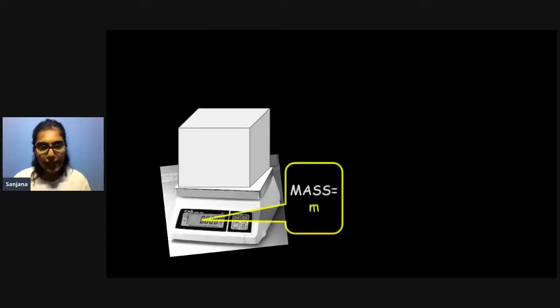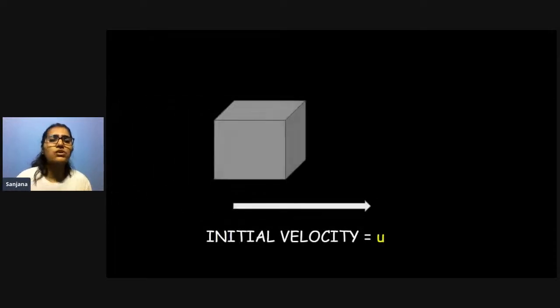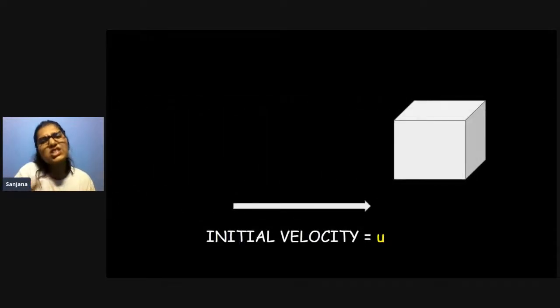Now, for deriving the formula of kinetic energy, we will take a body of mass m. Initially, let's say the body is moving. So obviously, if it is moving, it has some amount of velocity. We have already done this, it's called u. Let's denote it as initial velocity u.